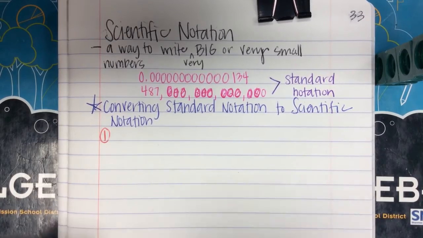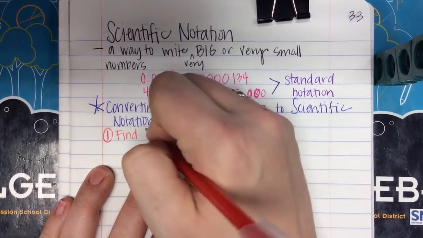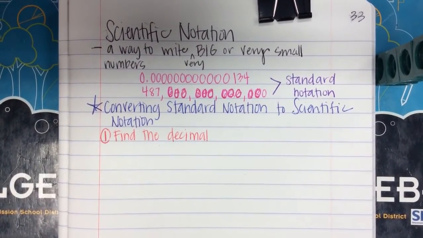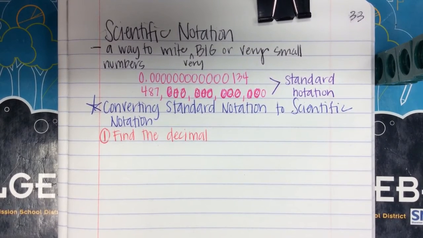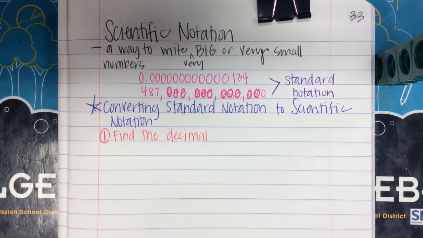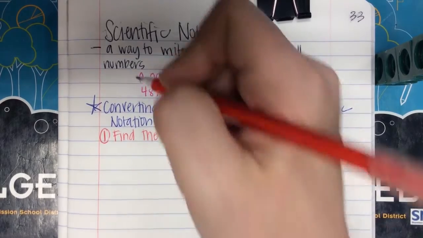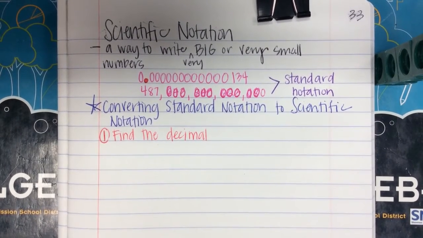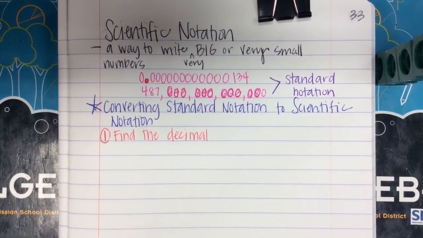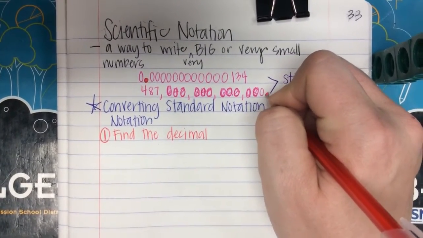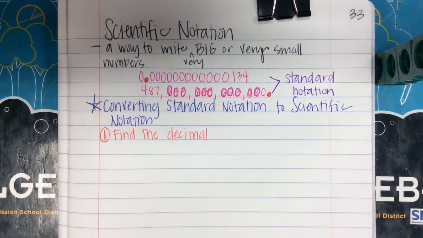Step number 1. Find the decimal. In that first number that I wrote, can you find the decimal? Where is it? Right here. Found it. Step number 1's pretty easy, right? In that second number, I don't see a decimal. It's at the very end. It's hiding. Step number 1, find the decimal.